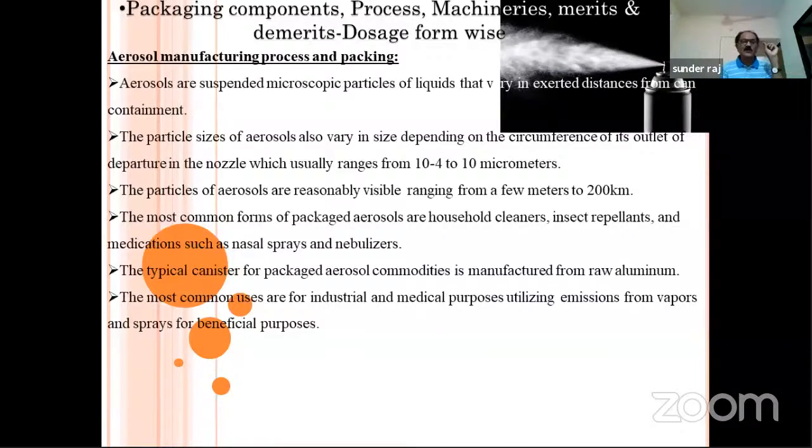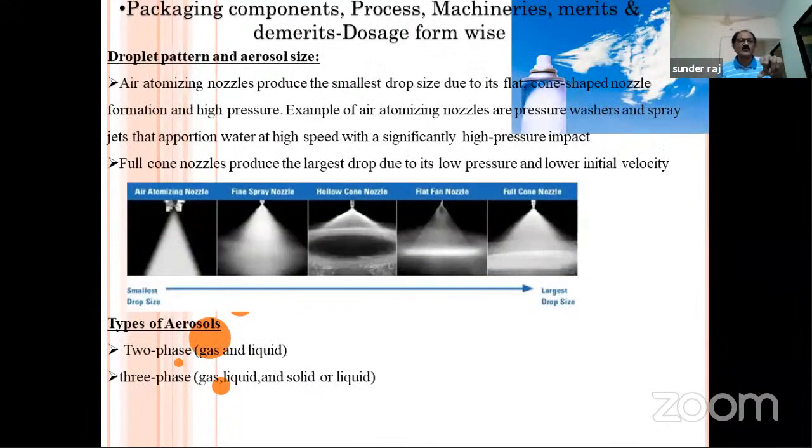The most common uses are for industrial and medical purposes, utilizing the emission of a vapor and spray for a beneficial purpose. So these are all the various types of atomizing nozzles. Air atomizing nozzles produce the smallest drop size due to their flat cone shaped nozzles.